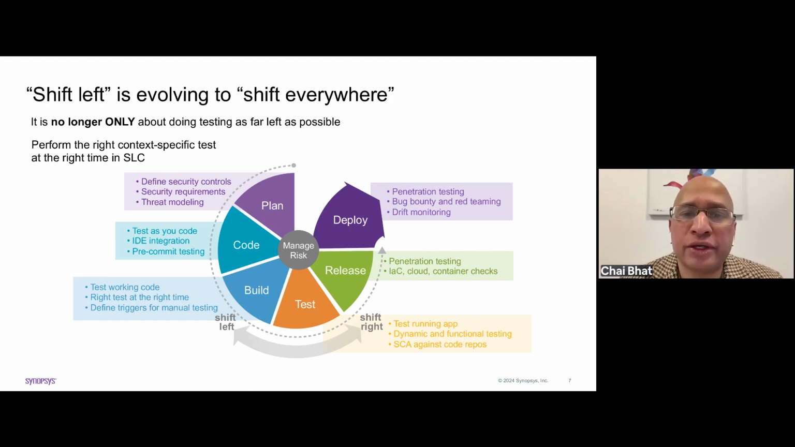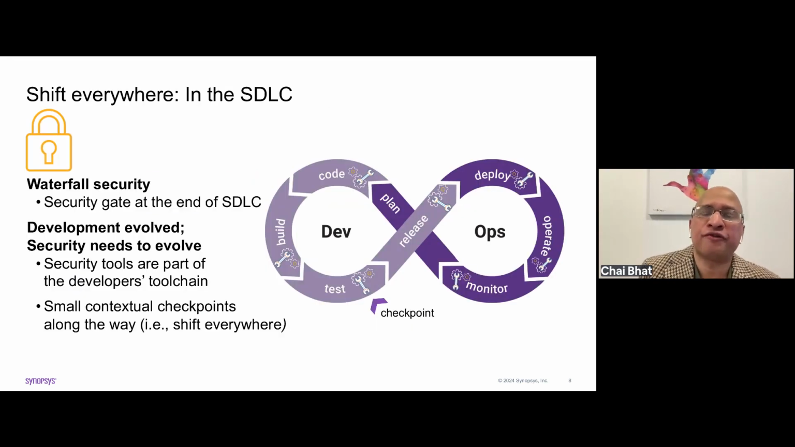You're not just doing testing as far left as possible, but you're doing it all across the software lifecycle, not just the software development lifecycle, but the software lifecycle. That includes infrastructure, that includes APIs, that includes containers, and you're making it very context specific, and you're doing it at the right time, and you're automating it as much as possible to match the DevOps methodology that's used by your development teams, right? So let's move ahead and talk about Shift Everywhere, but specifically within the SDLC, right?